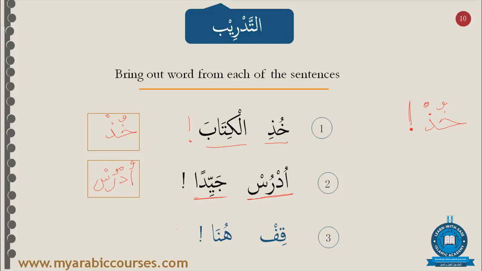Another example is qif huna. Qif means stand or stop. So qif huna means stand here or stop here. Huna means here. So I am going to pick huna as a word here.